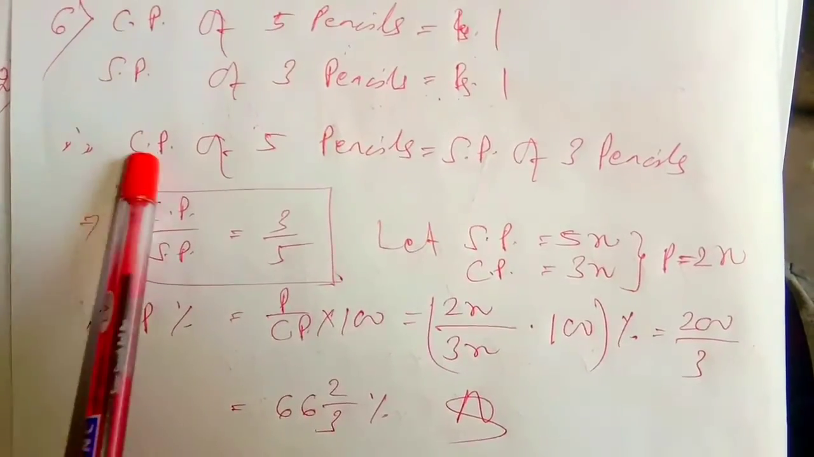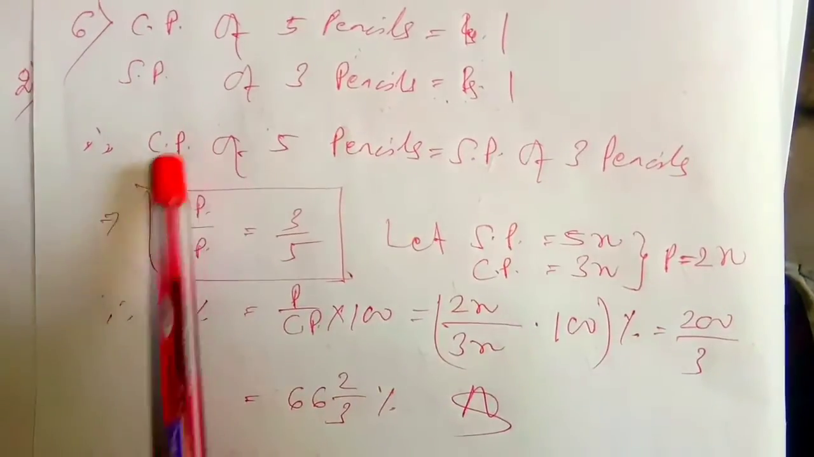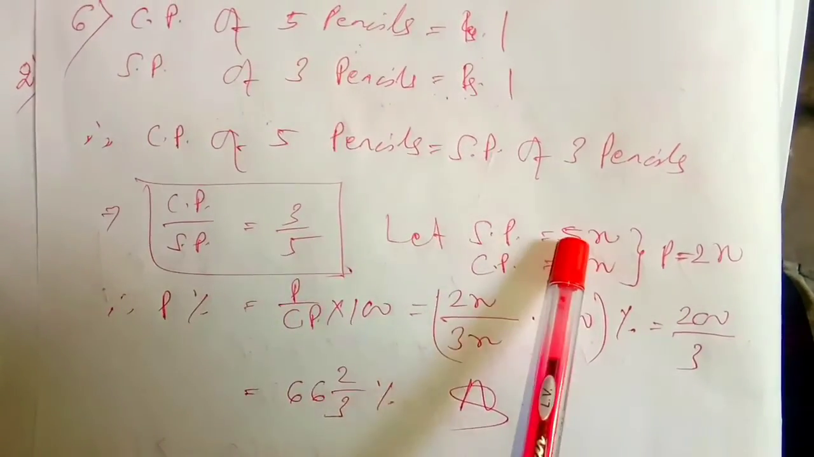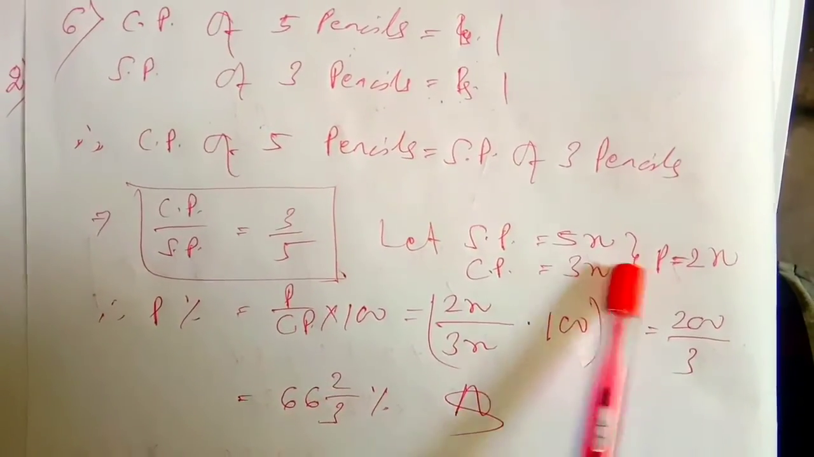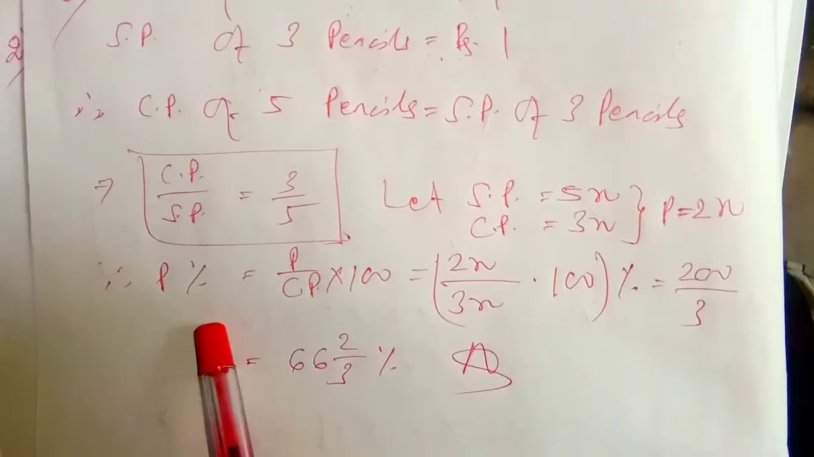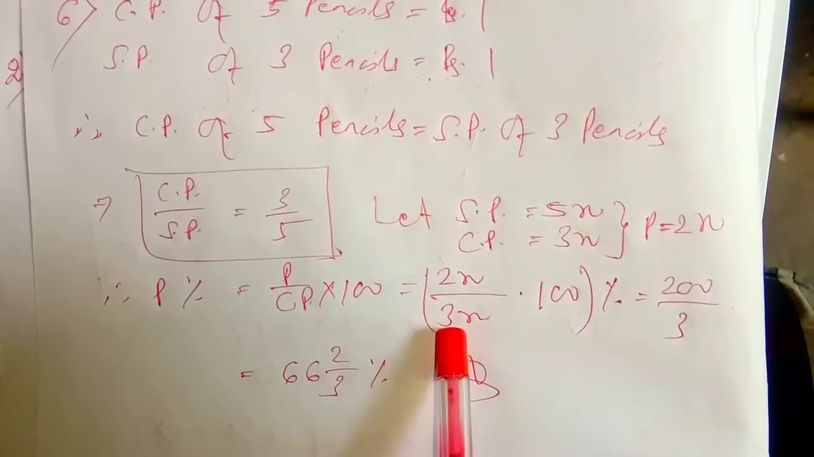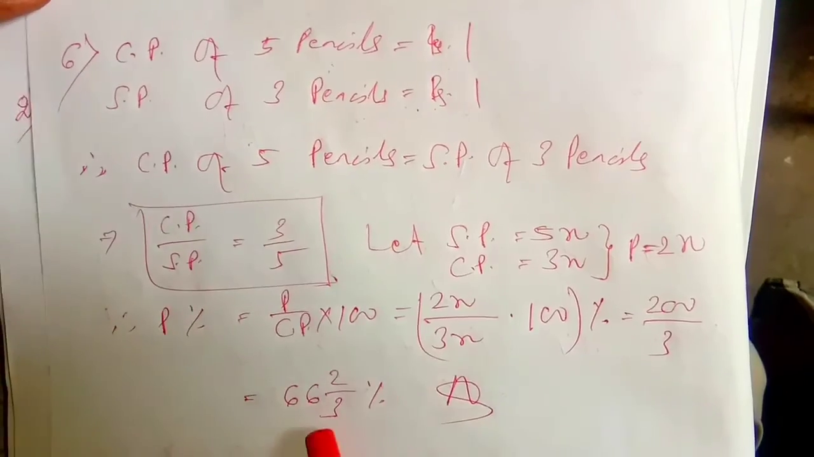I am writing here: cost price of 5 pencils is equal to selling price of 3 pencils. Therefore, cost price by selling price is equal to how much? 3 by 5. Then let cost price be 3x and selling price be 5x. So profit will be selling price minus cost, that is 2x. Profit percent equals profit by cost price into 100, that is 2x by 3x into 100. Finally, we are getting 200 by 3, which is equal to 66 2 by 3%.